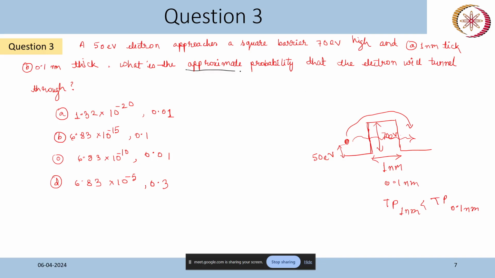Now, to calculate the approximate probability, we can use the WKB approximation. The WKB approximation is used for this kind of barrier. Even if the barrier looks something different, we can also use the WKB approximation if the variation is not large. Another thing is that this approximation is used when the tunneling probability is actually very small.